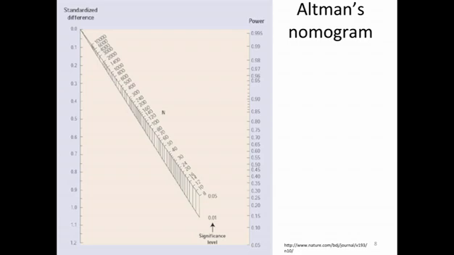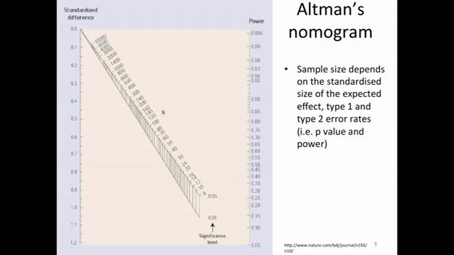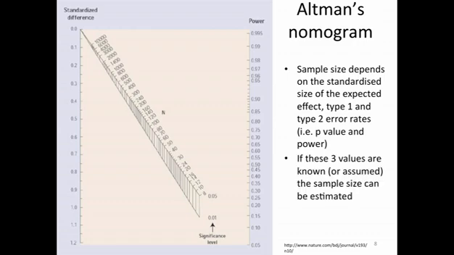Finally, let's consider the Altman's nomogram. This nomogram is used in the calculation of the required sample size for a trial. Sample size depends on the standardized size of the expected effect, type 1 and type 2 error rates, that is, p-value and power. If these three values are known or assumed, the sample size can then be estimated quite easily.